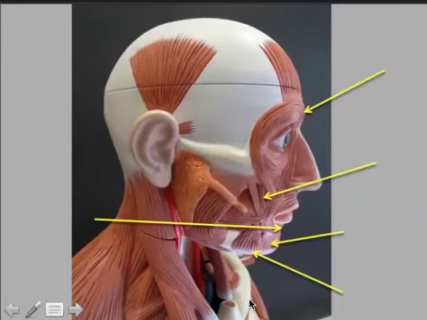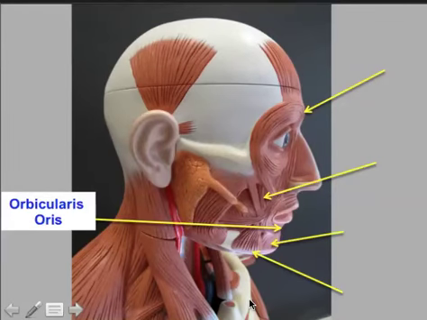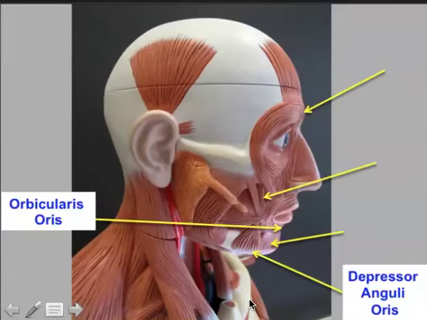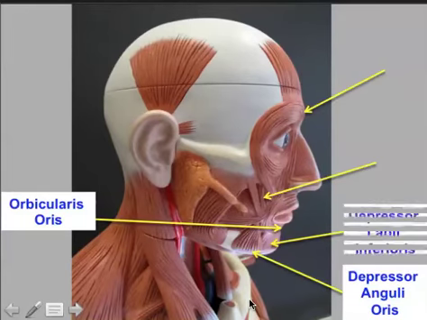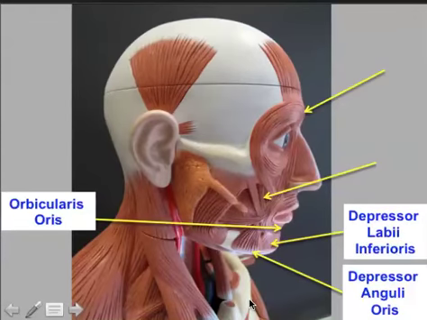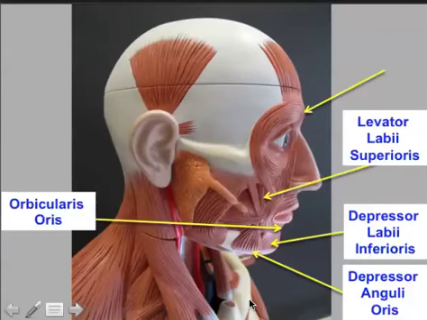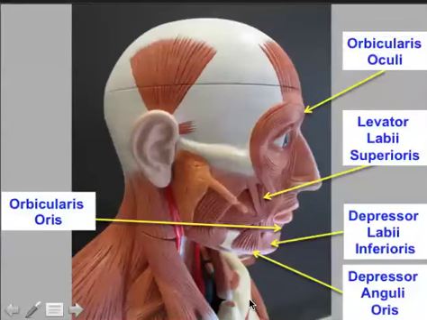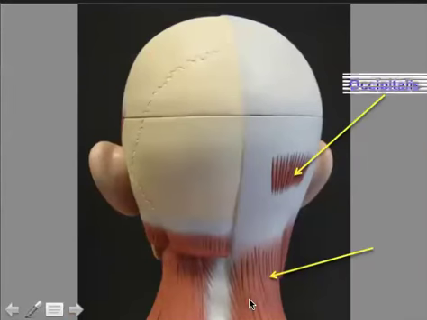Moving on. This muscle here is the orbicularis oris, which helps open and close the mouth. This is the depressor anguli oris, which pulls down the corners of the mouth. This is the depressor labii inferioris, which pulls down the lower lip. The levator labii superioris lifts the upper lip. And this is the orbicularis oculi. Backside, this is the occipitalis, and then down here is the trapezius.